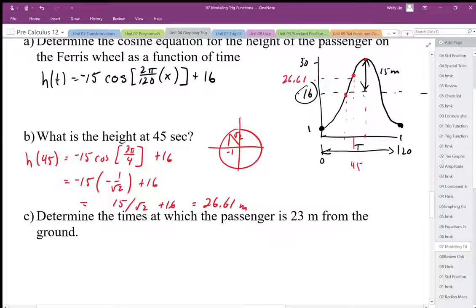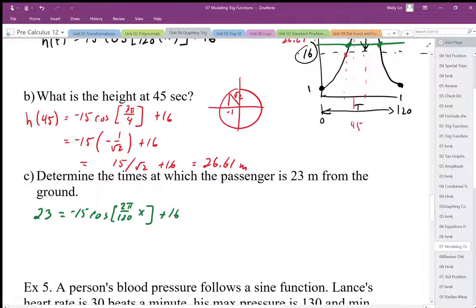Okay, so the other question is, at what time are they 23 meters from the ground? So 23 meters, somewhere around there. It looks like there's 2 different times here. So I'm going to write my equation. 23 meters is equal to negative 15 cosine of 2 pi over 120 x plus 16. And I need to solve that equation. I subtract 16 from both sides, I'm going to get 8. I'm going to divide by negative 15. And then I have to solve this equation for cosine.